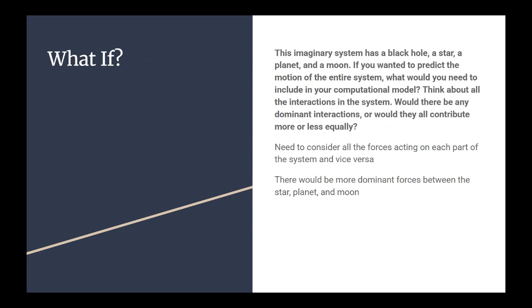What if this imaginary system has a black hole and a star, a planet, and a moon? If you wanted to predict the motion of the entire system, what would you need to include in your computational model? Think about all the interactions in the system. Would there be any dominant interactions, or will they all contribute more or less equally? We need to consider all the forces acting on each part of the system and vice versa. There would be more dominant forces between the star, planet, and moon.